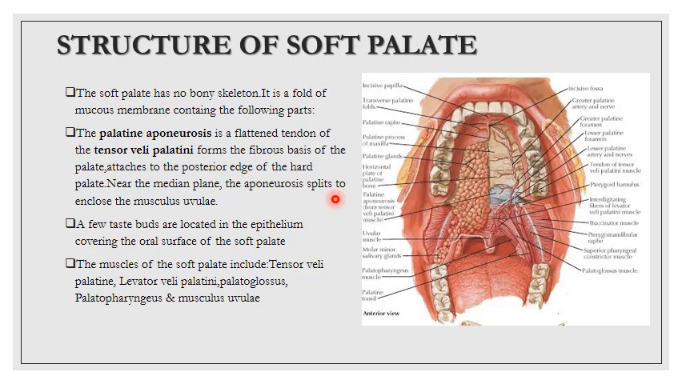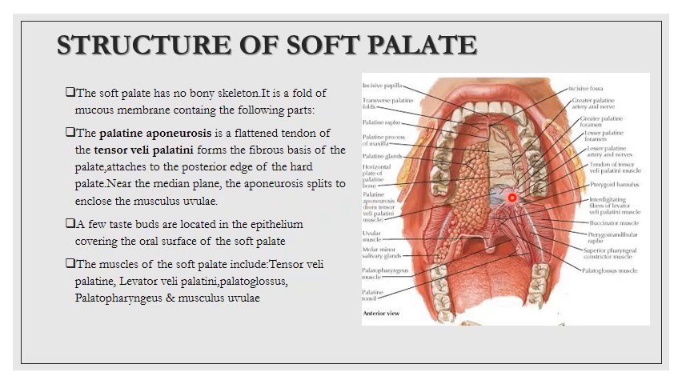Structure of the soft palate. The soft palate has no bony skeleton. It is a fold of mucous membrane containing the following parts. The palatine aponeurosis. It is a flattened tendon of the tensor veli palatini, which is one of the muscles of the soft palate. It forms the fibrous basis of the palate and provides attachment to the other muscles of the soft palate, and it itself attaches to the posterior edge of the hard palate. Near the median plane, the aponeurosis splits to enclose the musculus uvulae.